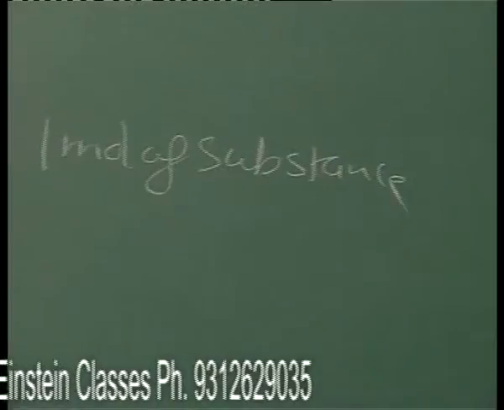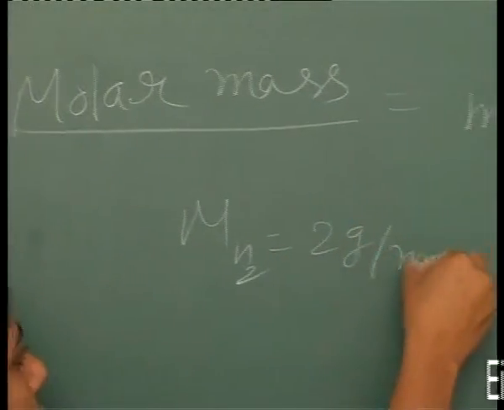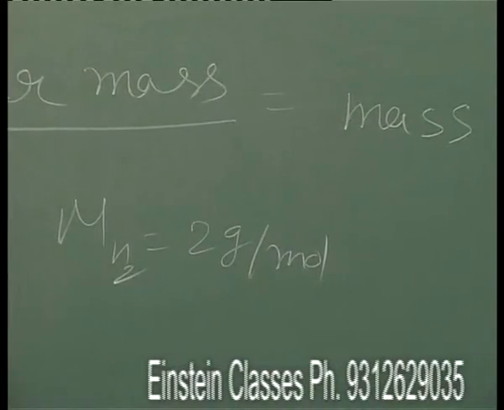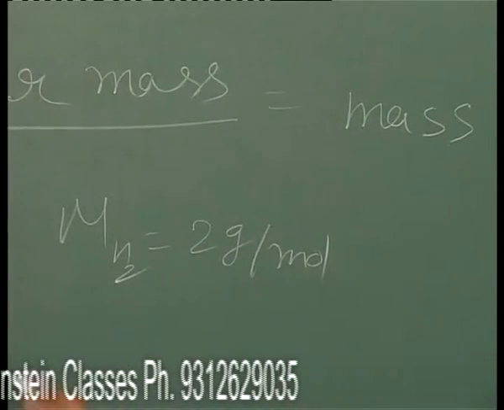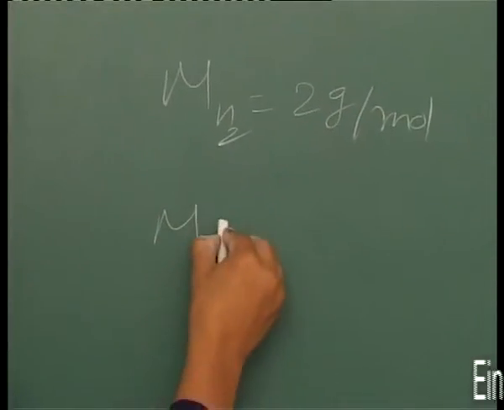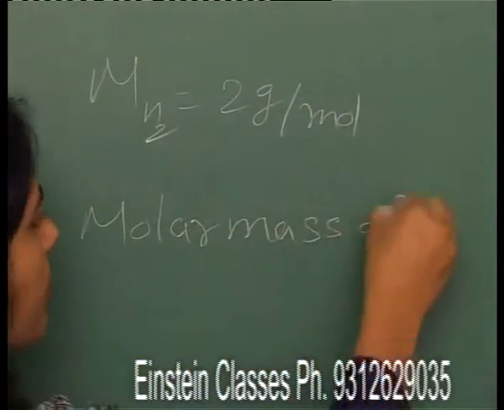Initially I used that the molar mass of hydrogen is 2 gram per mole. It was already given to me. Now I am going to discuss how to calculate the molar mass of a substance. If we need to calculate the molar mass of a substance, let's suppose we need to calculate the molar mass of methane.